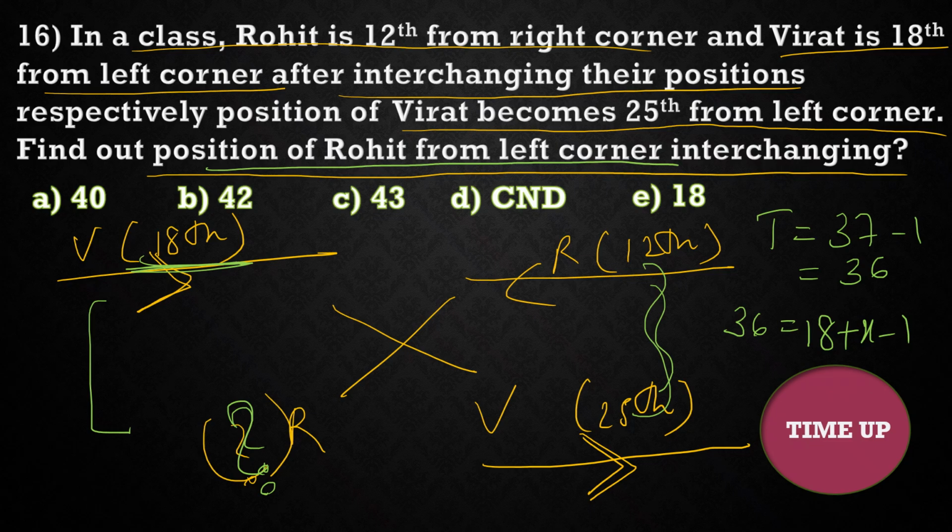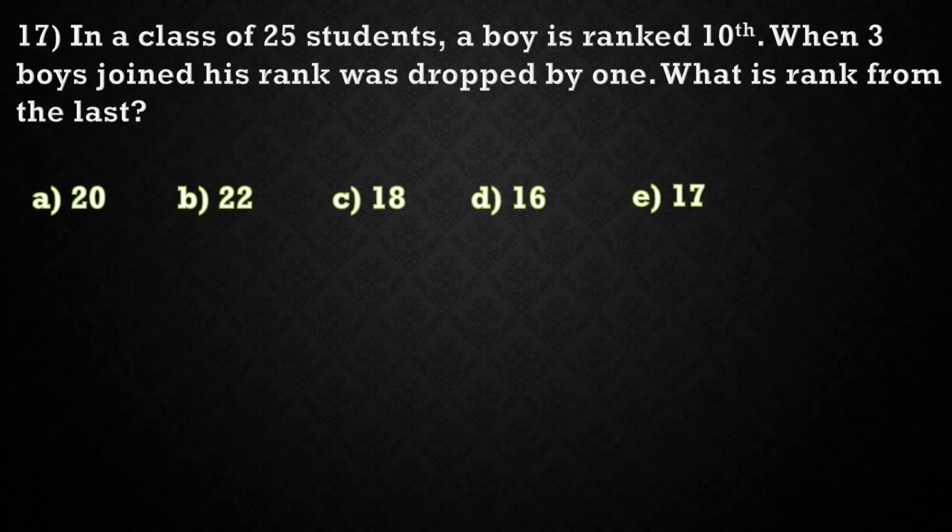So 18 plus x minus 1, answer will be what? X will be how much? 18. Correct? So here the 18 will come. So the correct answer will be 18. E is the correct one. Understood, students? How to solve this? This is very important for interchanging of positions questions.